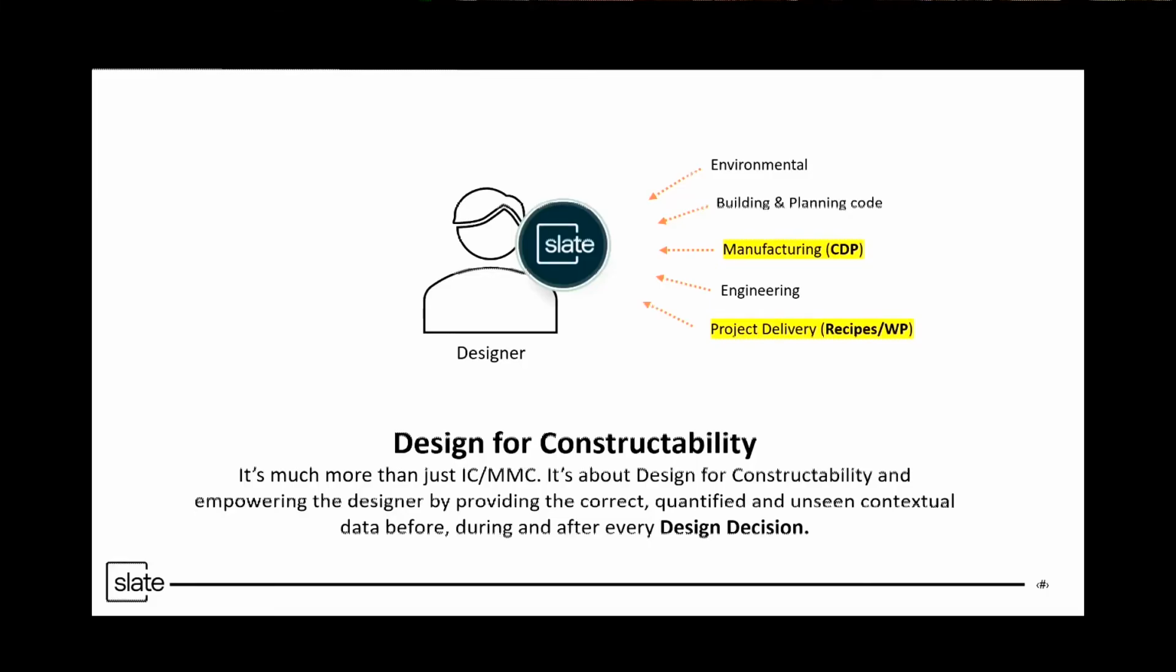Where this then goes is design for constructability. So for me now, through that process and really looking at how we get the data in and DfMA, it's become much more about design for constructability and the idea that we can get far more intelligence to the designer earlier in the process. So we can start to look at, yes, we have the manufacturing and we showed that, but now it's about project delivery. Now it's about all these other things that we spoke about, that Michael spoke about.